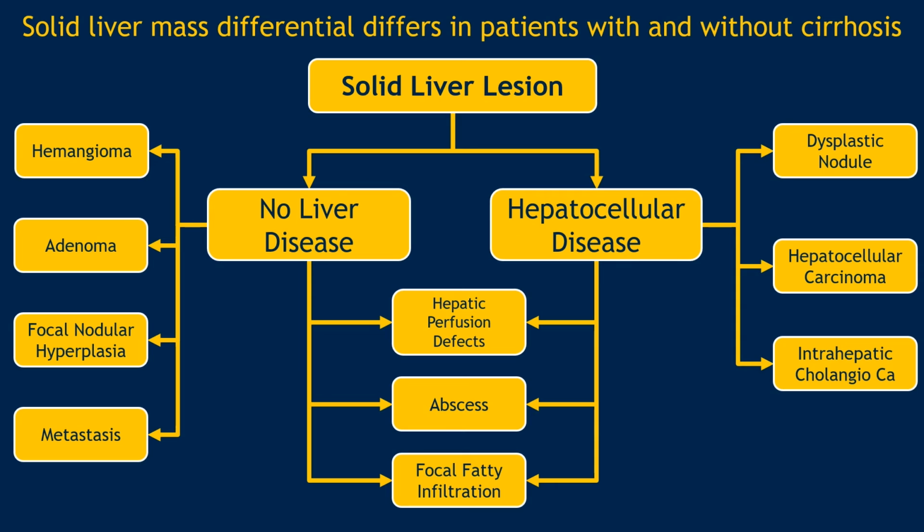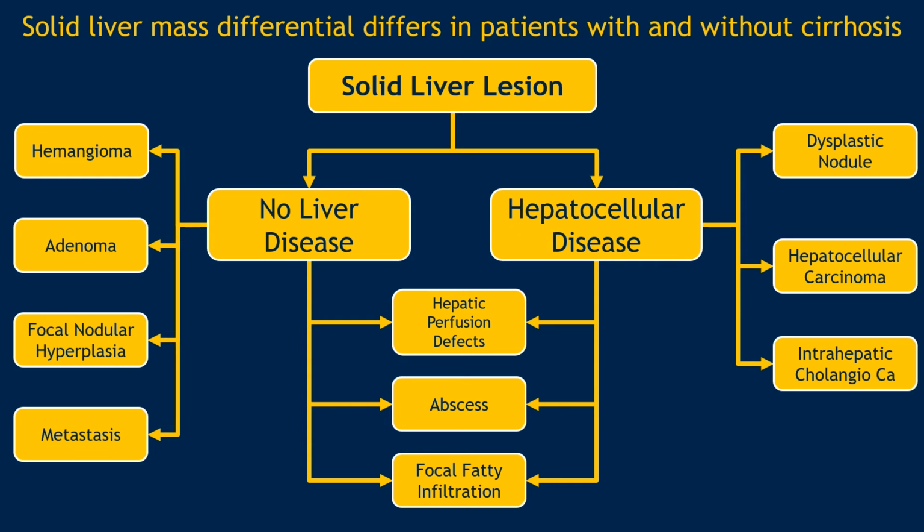Now, why is it important to have adequate timing of your cross-sectional imaging? That is because the solid liver mass differential diagnosis depends on imaging characteristics, and it differs in patients with and without cirrhosis. So if we have a patient with a solid liver lesion, the first and most important thing we need to know is if the patient has an underlying history of chronic liver disease or not, because our differential is going to go down different pathways.